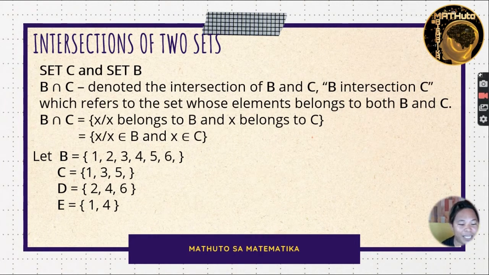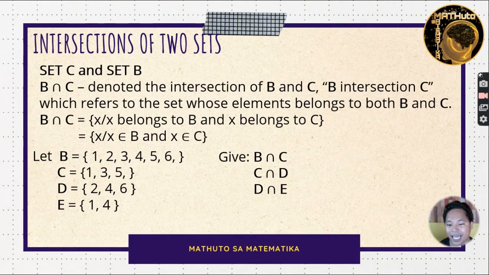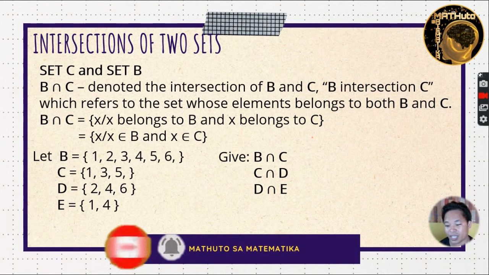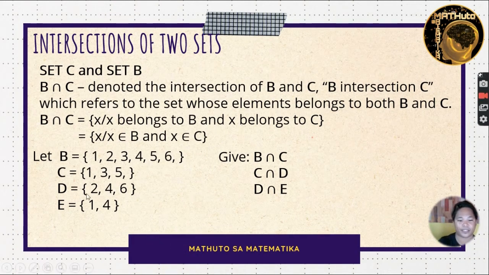So let's have sets B, C, D, and E. Identify or determine B intersection C. So what are the elements that are common to both sets? We have 1, 3, and 5. So common po yung 1, 3, and 5. Same with set C, 1, 3, 5.